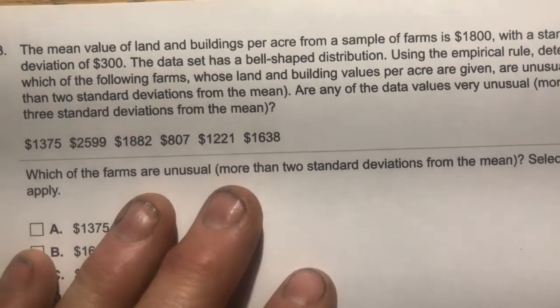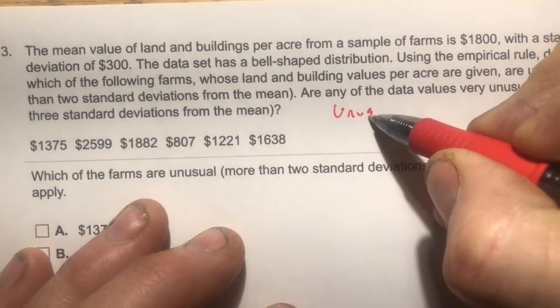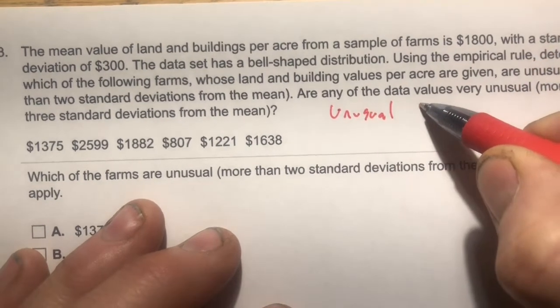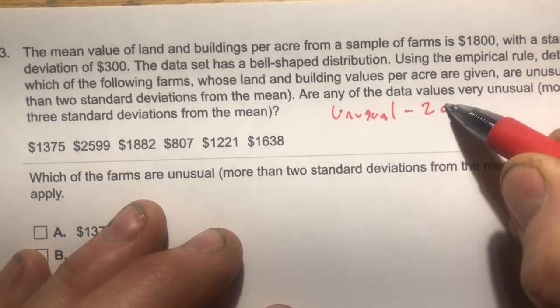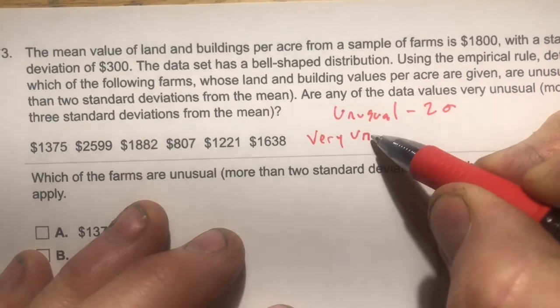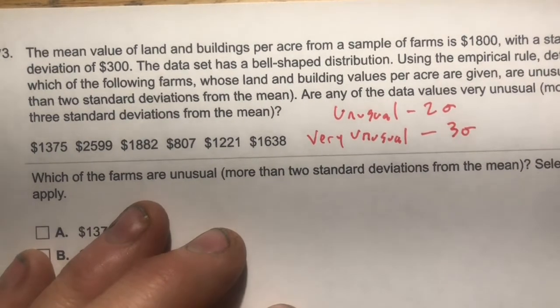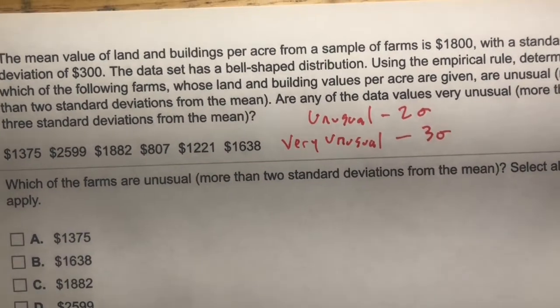So we have unusual. All right, unusual is 2 standard deviations. Then we have very unusual, which is 3 standard deviations.